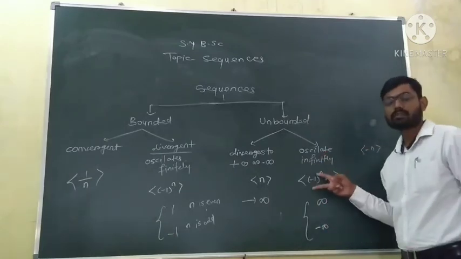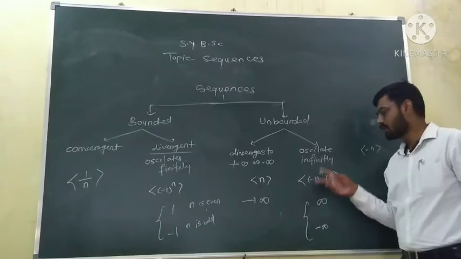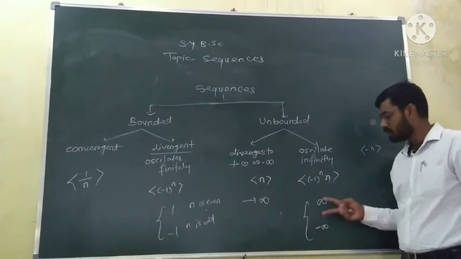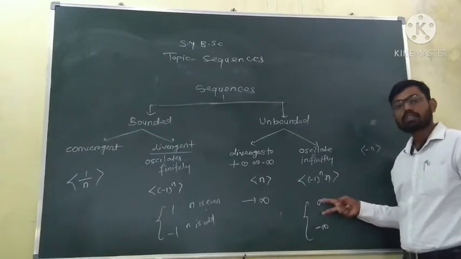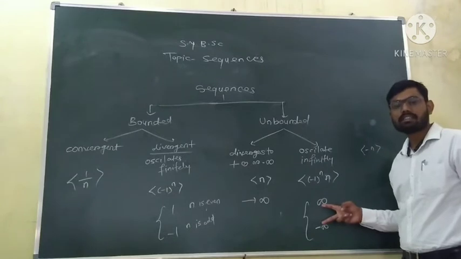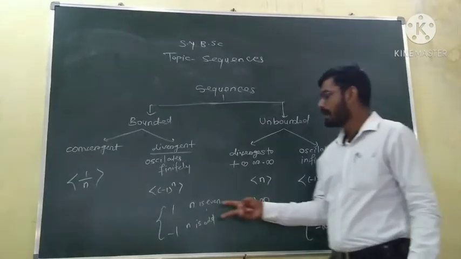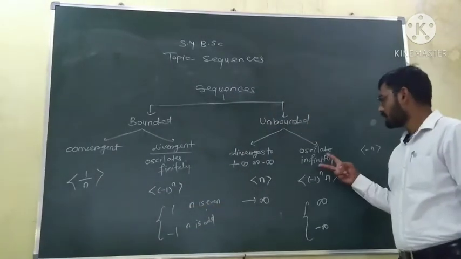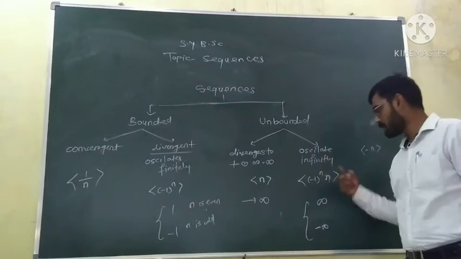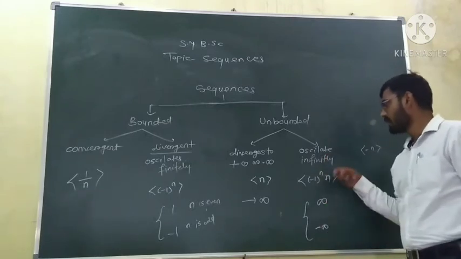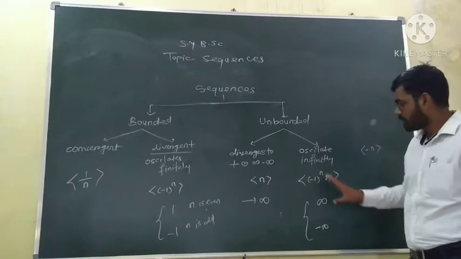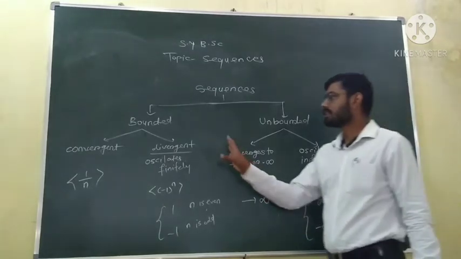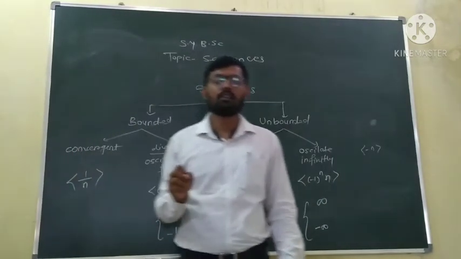So this sequence has two different limits. The sequence diverges to two different points: one is plus infinity, the other is minus infinity. We say this sequence oscillates, but oscillates infinitely, because the limit does not exist. Earlier, the limit exists and is finite, but the only problem was there were two limits. Here the sequence diverges to plus infinity or minus infinity, depending on the value of n. So this sequence is also divergent, and we say it oscillates infinitely. These are also some types of sequences. I hope you understand this.